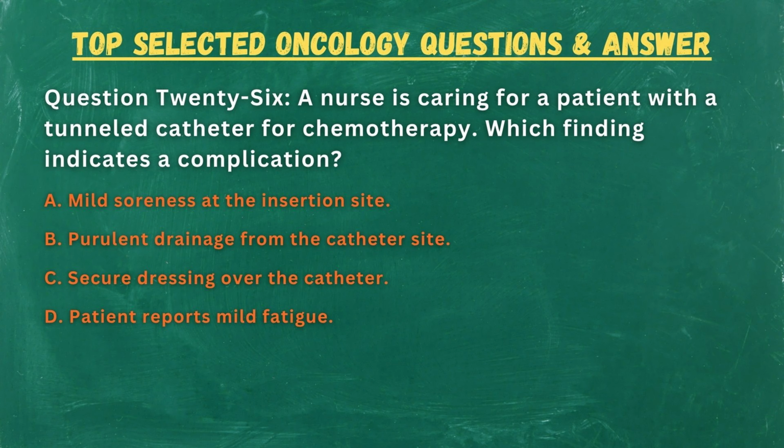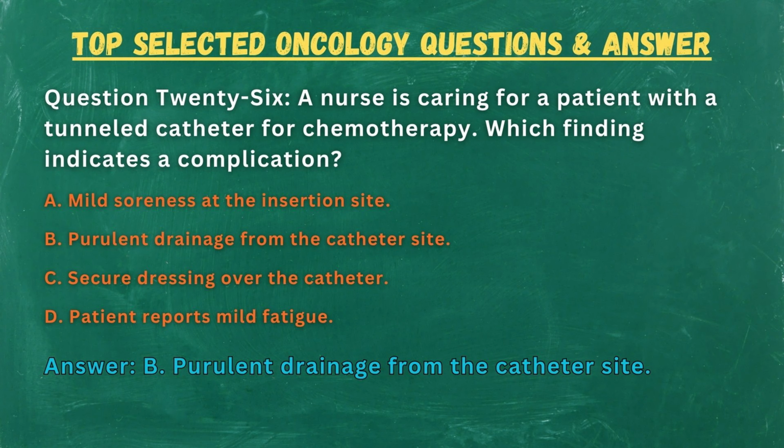Question 26. A nurse is caring for a patient with a tunneled catheter for chemotherapy. Which finding indicates a complication? A. Mild soreness at the insertion site. B. Purulent drainage from the catheter site. C. Secure dressing over the catheter. D. Patient reports mild fatigue. Answer: B. Purulent drainage from the catheter site.